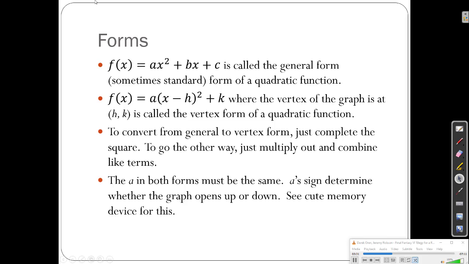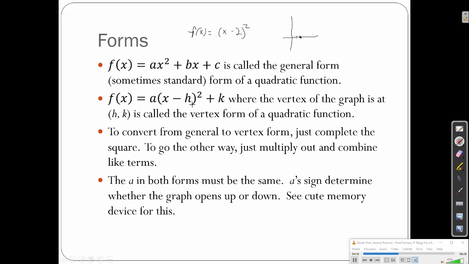Some forms. This f of x equals ax squared plus bx plus c is called the general form, or sometimes standard form, of a quadratic equation. And then a times x minus h squared plus k, where the vertex of the graph is at (h, k), is called the vertex form. In fact, the one I drew not too long ago, where I had f of x equal x minus 2 squared, that was actually in vertex form, because remember, if we looked at it, we had our vertex at (2, 0).